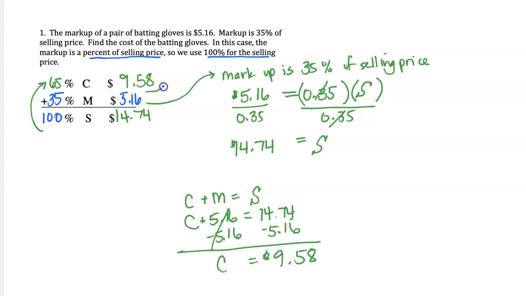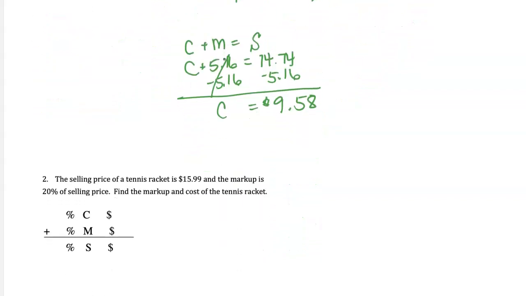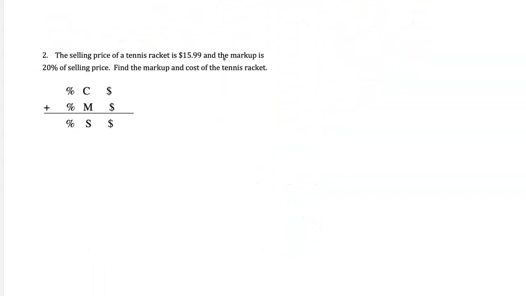So you're going to notice quite a lot of similarities in what we already did in section 8.1. The big difference is where the 100% is located in your chart. Let's go ahead and try another question. The selling price of a tennis racket is $15.99, so let's fill that in the selling price row. The markup is 20% of selling price.